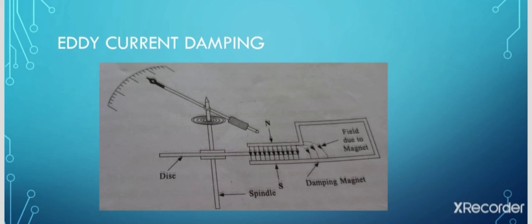When the pointer starts its movement, the disc will start rotating between the magnetic flux. As it is rotating, it cuts the magnetic flux produced between the damping magnet. When it cuts the magnetic flux, it produces eddy current, which produces the damping force. And this force is produced in such a way that it opposes the cause of producing. So this is according to Lenz's law.